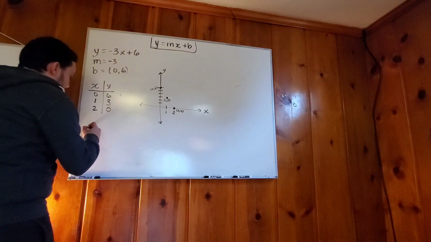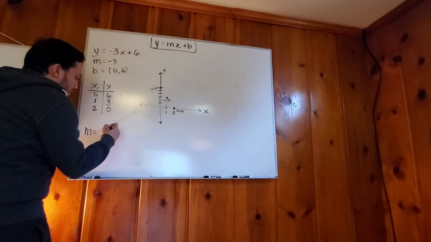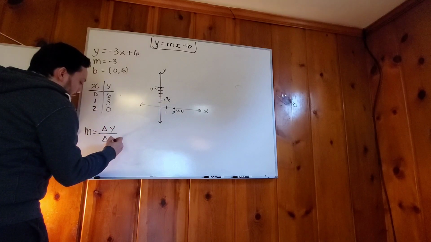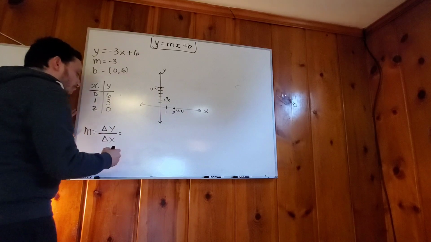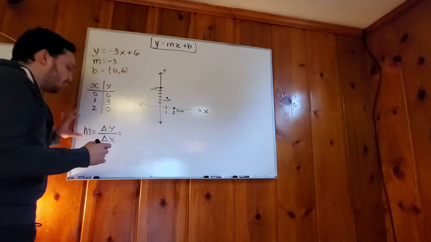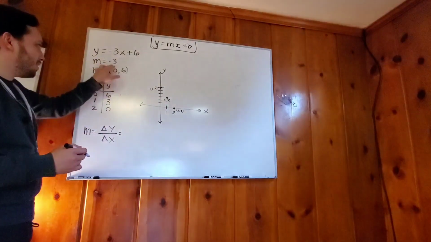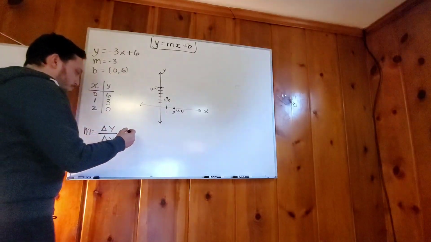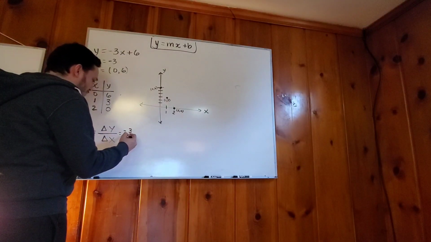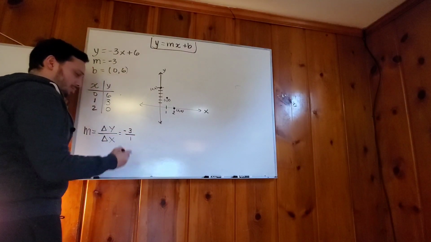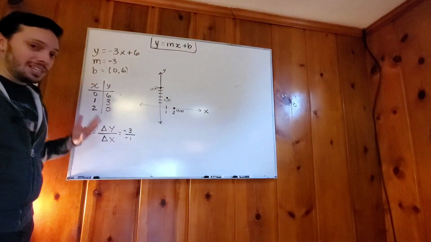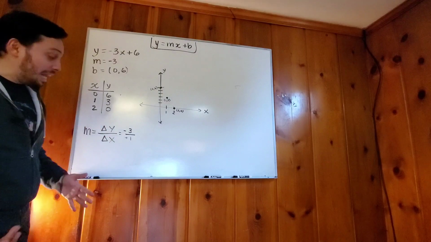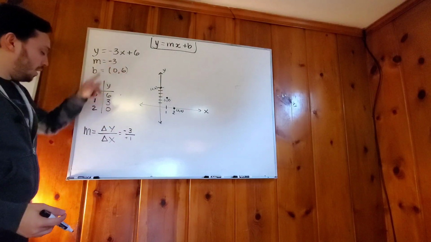Okay, so the slope, remember, is delta y over delta x, the difference in y over the difference in x. You're going to ask, how could it be a fraction if it's negative 3? Well, because the difference could be negative 3 over 1. And I'm going to put positive 1. Why positive? Because negative and positive is negative, right? And that's what I got, negative 3.